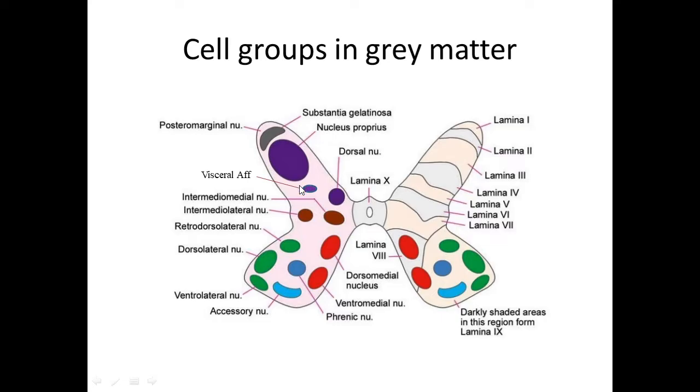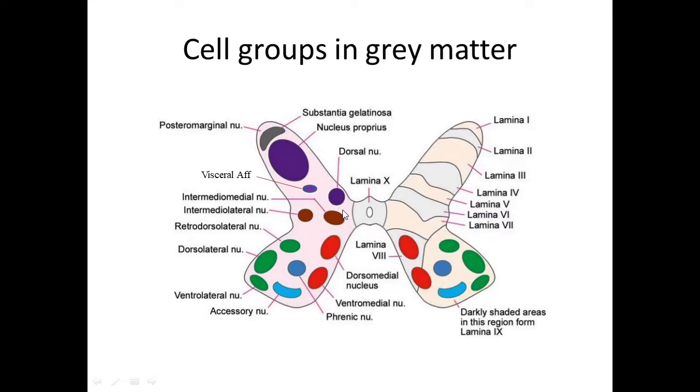And lastly, this is the visceral afferent nucleus. It extends from T1 to L2 segments and also from S2 to S4 segments, and it receives visceral sensations, that is sensations from the visceral organs.